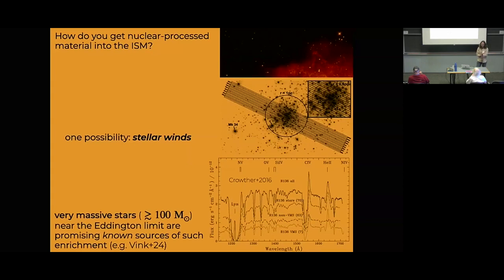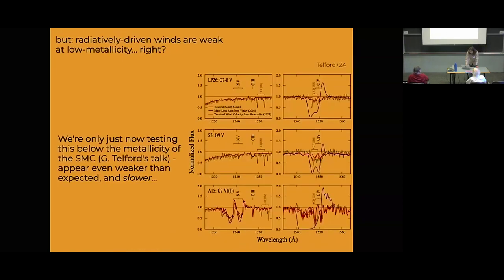The very massive stars, stars above 100 solar masses, rather than 1,000. We know about a number of these that we can pick apart in the core of R136, the core of 30 Doradus. They are very promising sources of this nitrogen-enriched material. We see their nitrogen-enriched winds. And as a result of these winds, they're also very visible in the integrated light of these systems. But again, these winds should be weak at low metallicity.